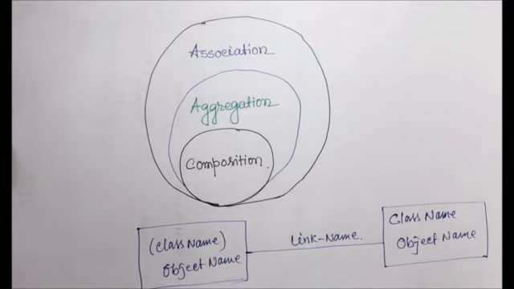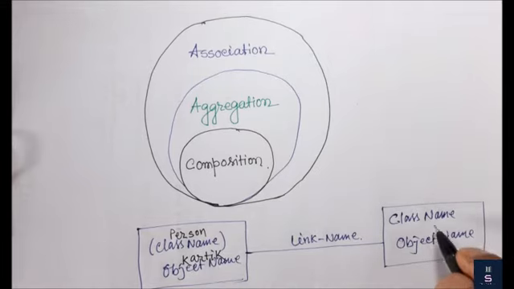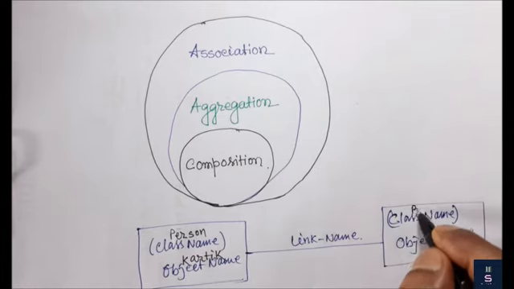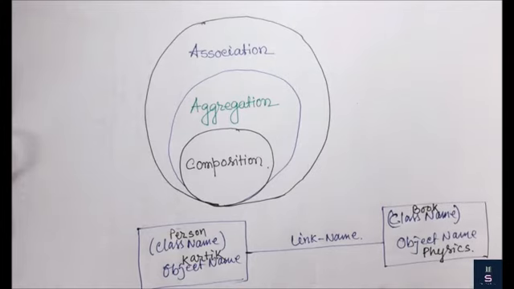You can think, for example, the class name is Person. Person is my class name, and one of the objects, for example the name of a person, is Karthik. And this is another class name. If I think of Book, Book is a class name, and the object name is, for example, Physics. So between person and book, what is the link name? Reads. So Karthik reads Physics. So it's a has-a relationship or part-of relationship.